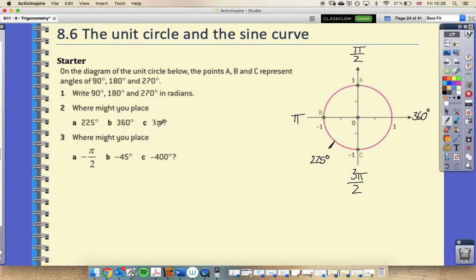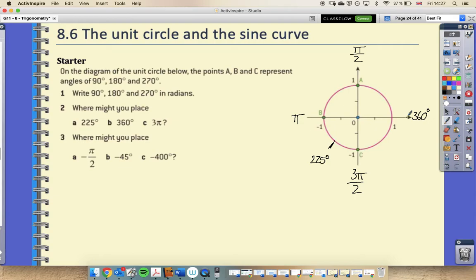Okay, 3 pi radians is a bit more interesting. You'll notice that we're just making the assumption that this is a measure in radians, because we wouldn't normally talk about 3 pi degrees. So we're automatically assuming, as we can't see a unit and it's in terms of pi, that it's a measure in radians. So where does 3 pi radians go? Well, 1 pi radians was here, and 2 pi radians was there. So where does 3 go?